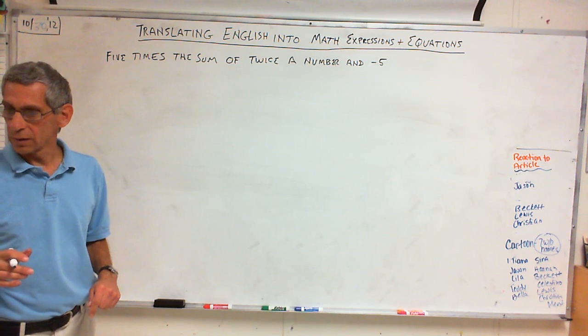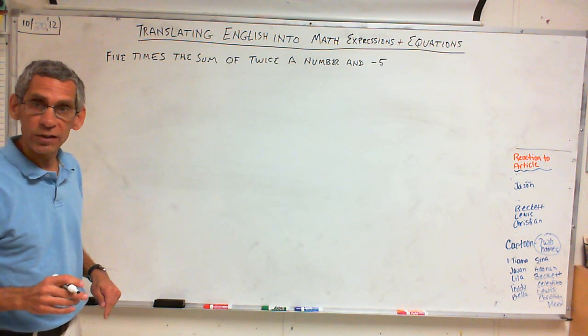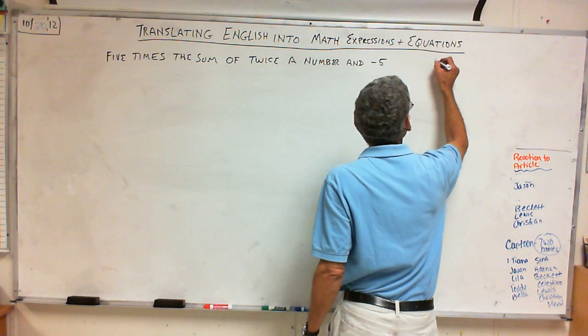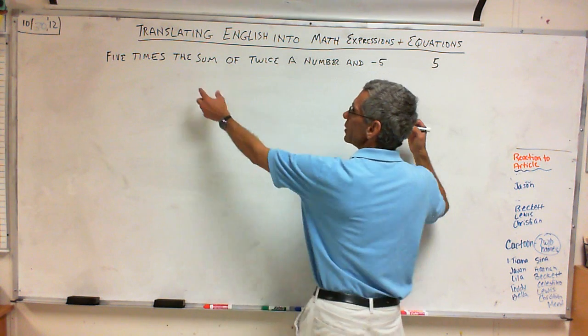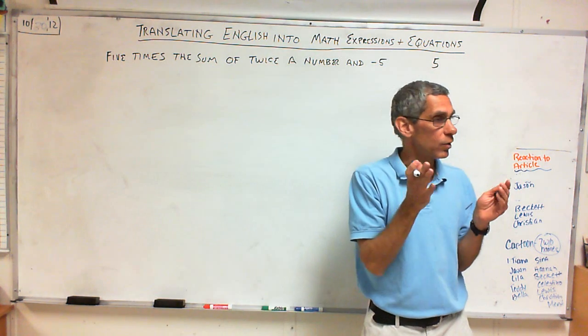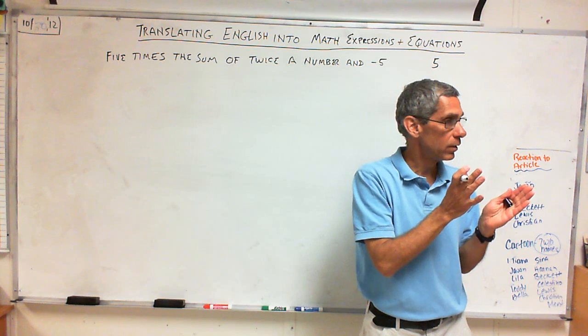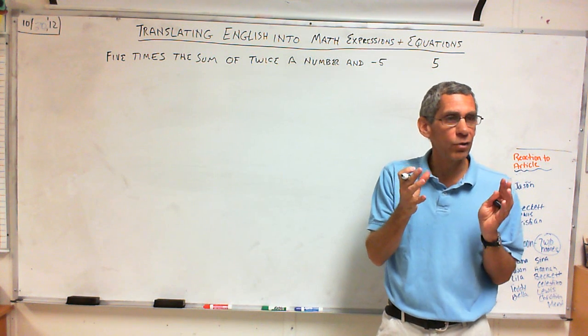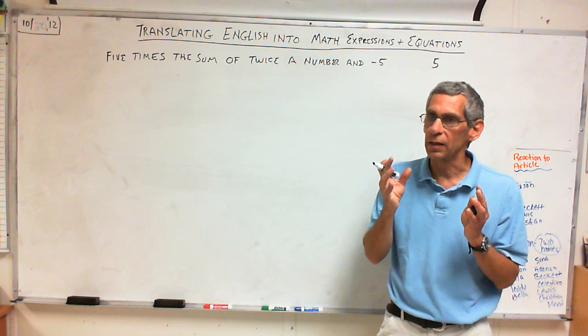That looks confusing. It's not as confusing as it looks. You do one thing at a time, 5 times. Now, I notice it says the sum, and I know the sum is going to be 2 numbers added together, right? So I got to do 5 times all of that. How would I write a times sign?